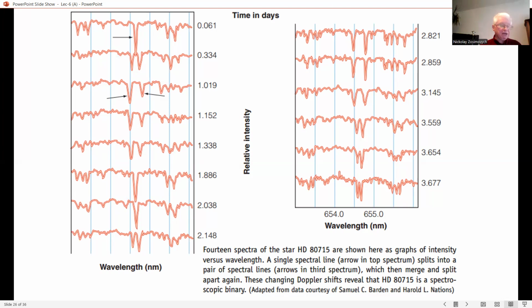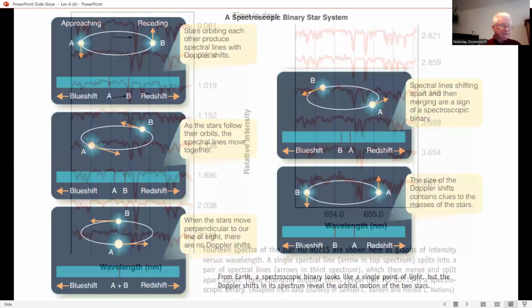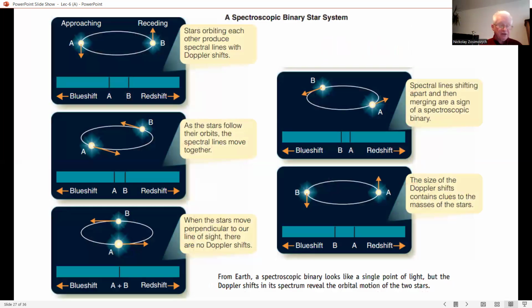To understand the spectra in this figure, look at the diagrams in this figure, which shows two stars orbiting each other. In the first frame, star A is approaching while star B recedes. In the spectrum, you see a spectral line from star A Doppler shifted towards the blue end of the spectrum, while the same spectral line from star B is Doppler shifted towards the red end of the spectrum.